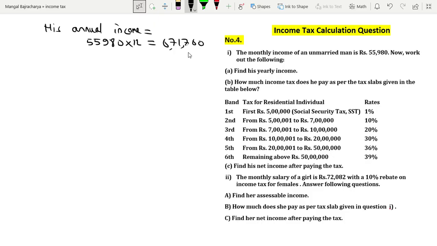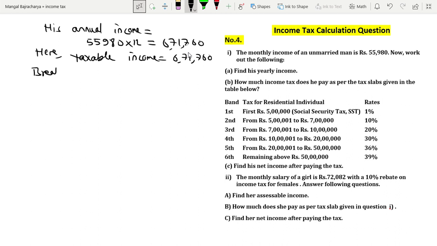And now we have to break his annual income into the tax slabs, just after deducting some tax benefits if they exist. So here there is no such condition. That is why this whole income of 6,71,760 we take as the taxable income. So here the taxable income is the same amount, the whole amount, 6,71,760. And now this we break into the tax slabs.